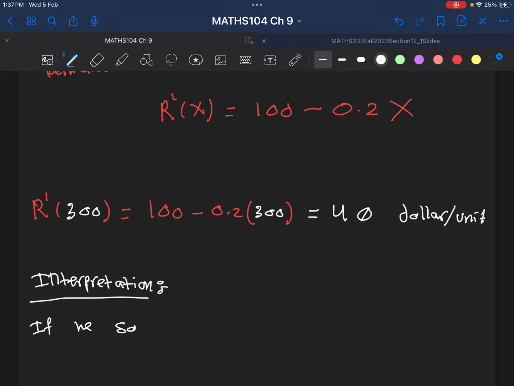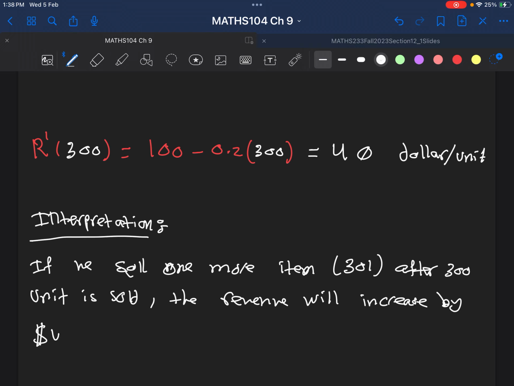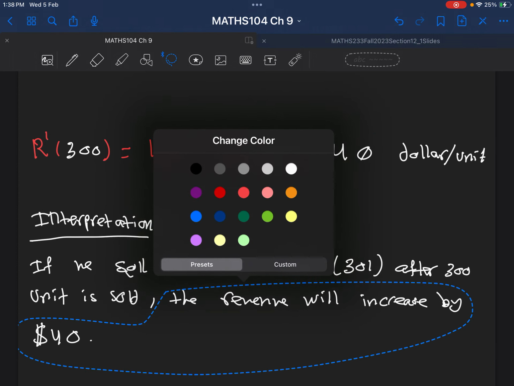As an interpretation, it means if we sell one more item after 300, it will become 301. After 300 units are sold, the revenue will increase by $40. That is the meaning of the marginal revenue.